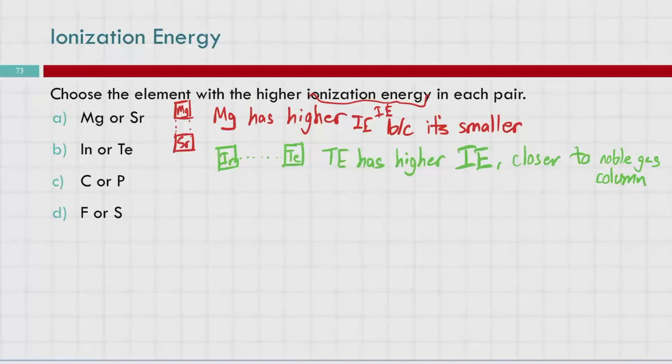All right, and then we've got carbon and phosphorus. Which one has the higher ionization energy? If we're thinking left-right, which one's higher ionization energy? Phosphorus. If we're thinking up-down, it's the carbon.